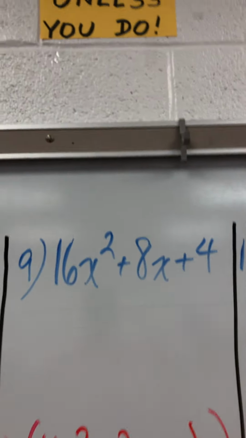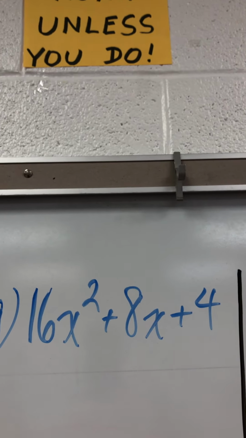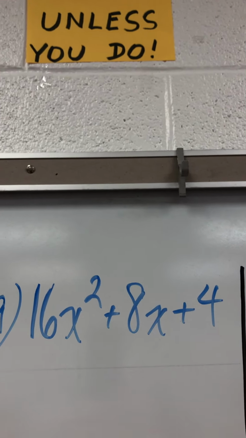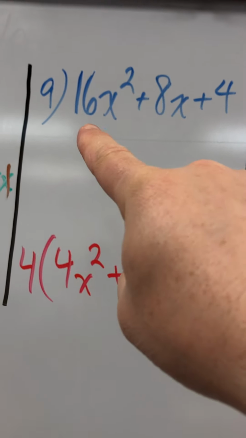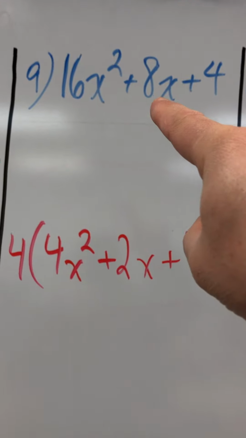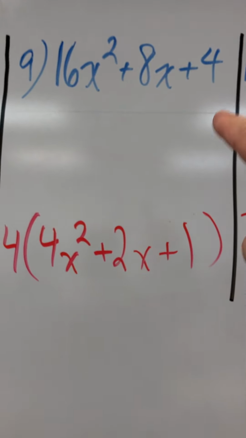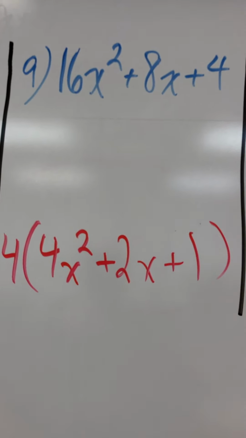How about this? What's common in 16x to the second plus 8x plus 4? Would you agree that 4 is common? If I take out 4, what's left here? 4 times 4 is 16, right? 4 times 2 makes 8. And 4 times 1 makes 4. That's called factoring.